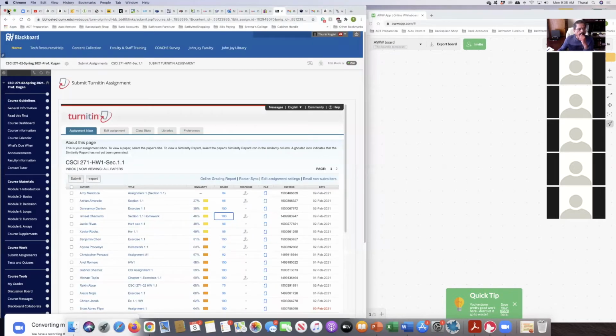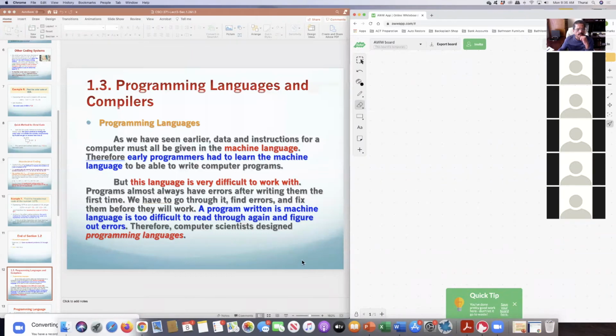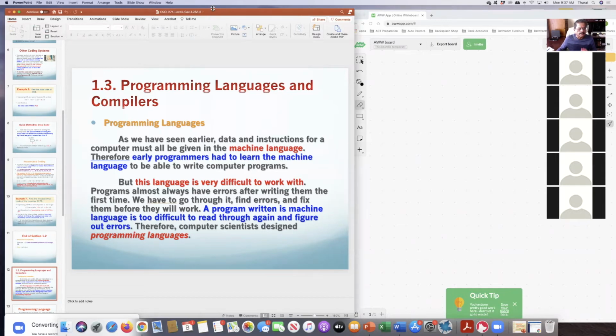All right, so let me close this and go on to 1.3. And if you have questions, after you read my feedback, you still don't understand why your problem was wrong, you can bring up your question for discussion, and I'll be happy to explain to you. All right, so now we are doing 1.3, programming languages and compilers.